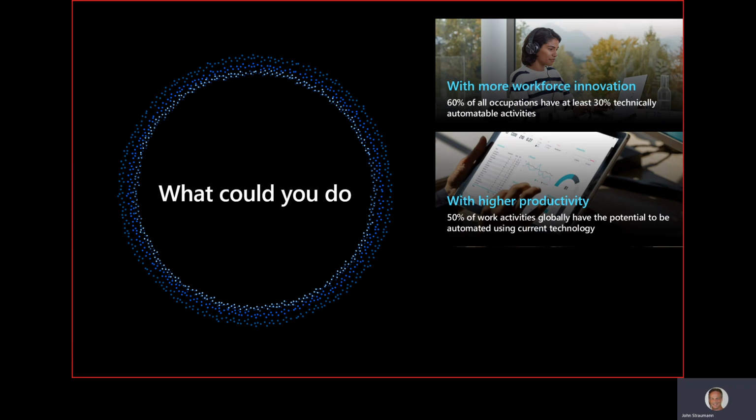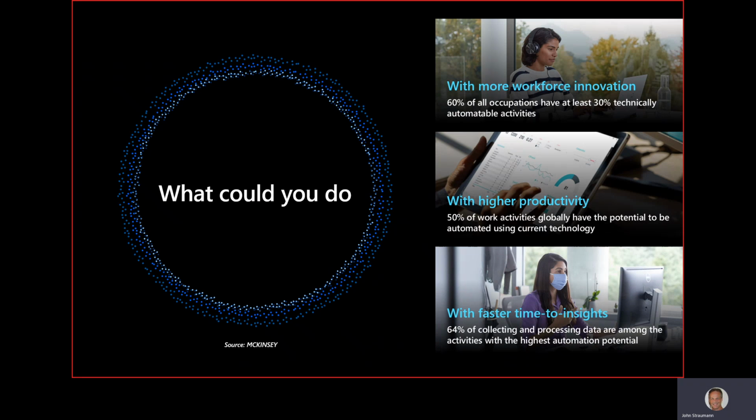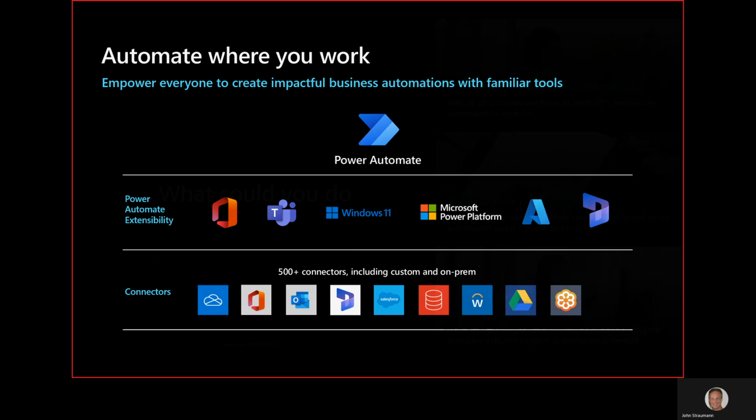So when we talk to our customers about this, ask them what they could do with these kinds of increases in productivity: more innovation, higher productivity, faster time to insights. And again, what we really need to stress to our customers is that automation is not about replacing employees. It's about augmenting employees and freeing employees to do better work. So we don't need to worry about the fear that employees have that they're going to be replaced by a robot. We're simply going to replace some of the work that employees really don't like to do anyway and free them up to do more creative work.